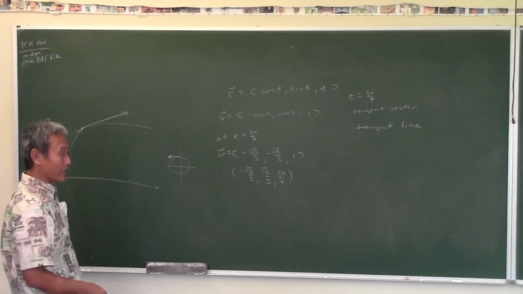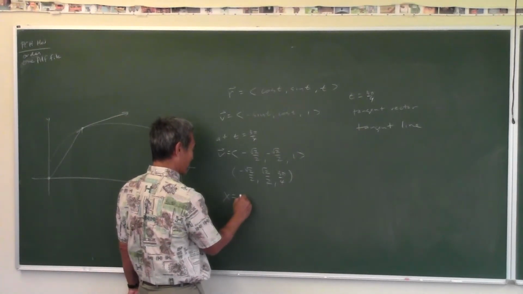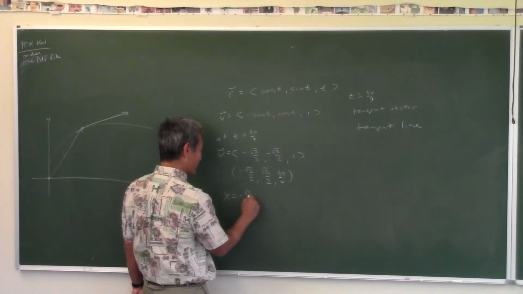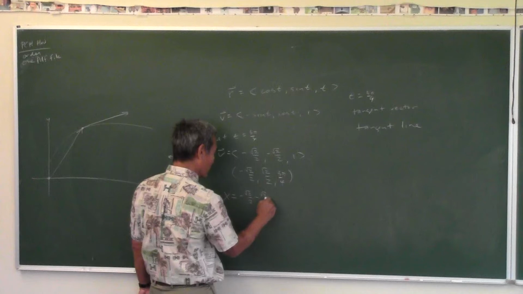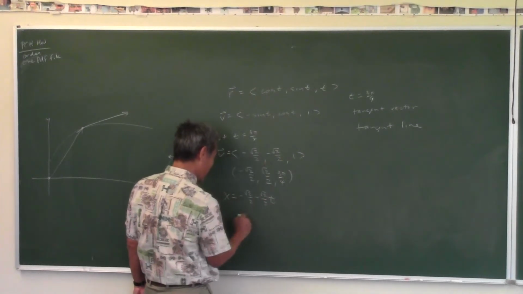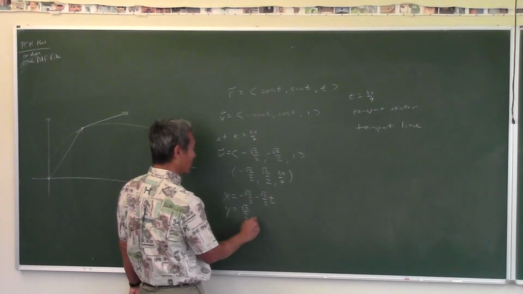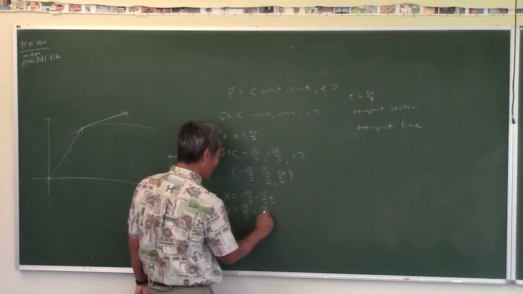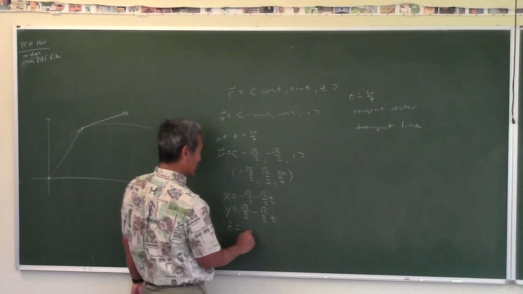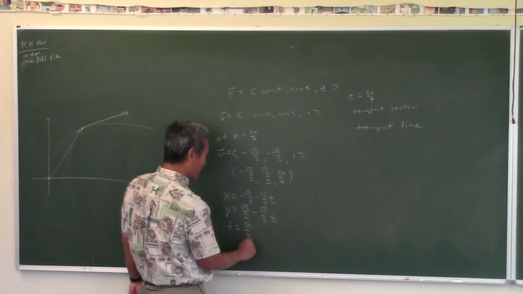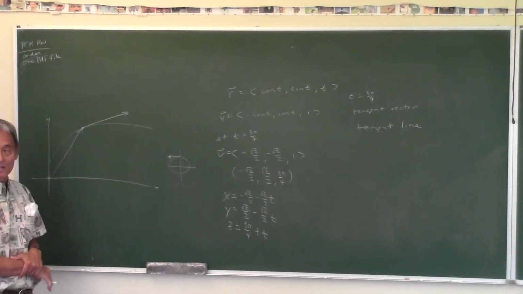So, parametrically, how do you write the equation of this line? X equals negative root 2 over 2 minus root 2 over 2 t. Y equals root 2 over 2 minus root 2 over 2 t. Z equals 3 pi over 4 plus t. There you go. That's the equation of the tangent line.